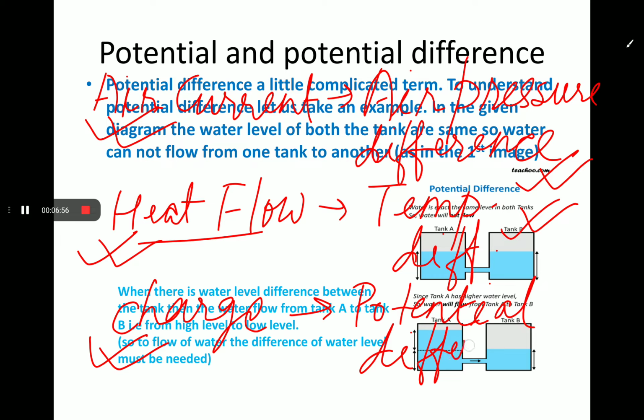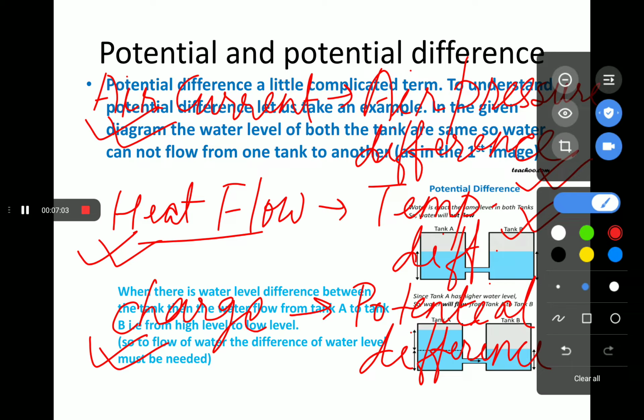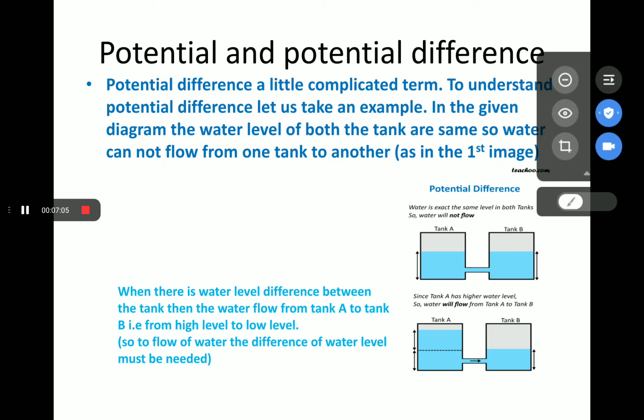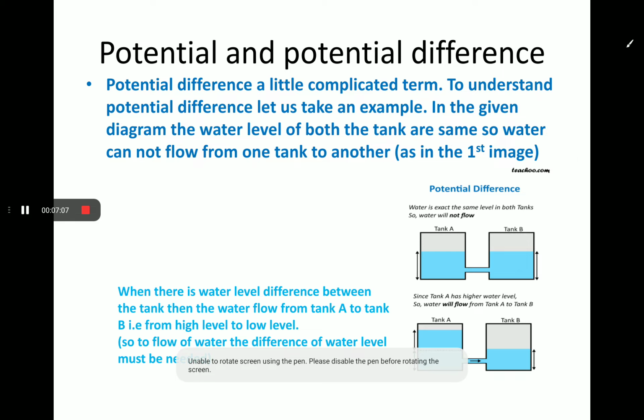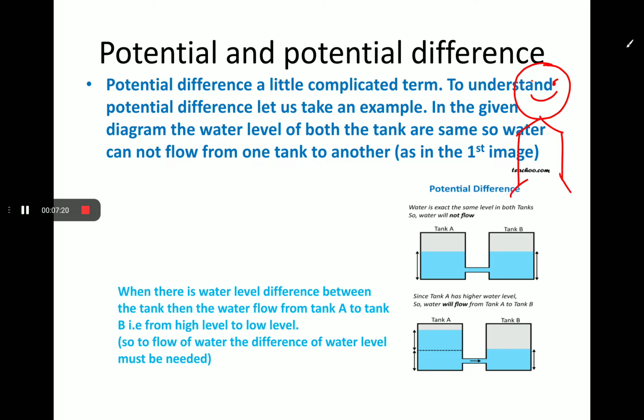Now to understand this potential or potential difference clearly, suppose that I take an example. Suppose that there is a student here, and the place is infinity.